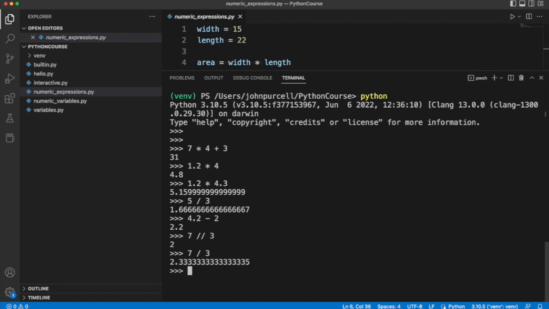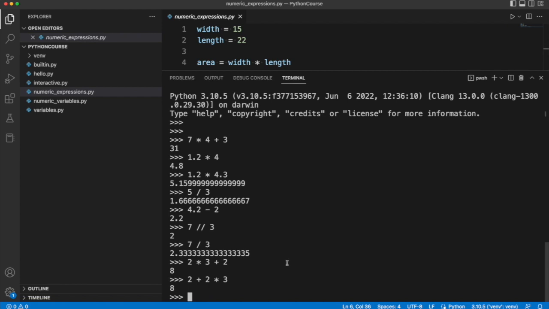Now, we can also use brackets. So let's try doing 2 times 3 plus 2. That gives us 8. We could also try 2 plus 2 times 3, which also gives us 8. So these expressions are both seemingly ambiguous, because this could mean 2 times 3 and then add on 2. It could also mean 2 multiplied by 3 plus 2, which would be 3 plus 2 is 5, and 2 times 5 is 10. That would give us a different result.